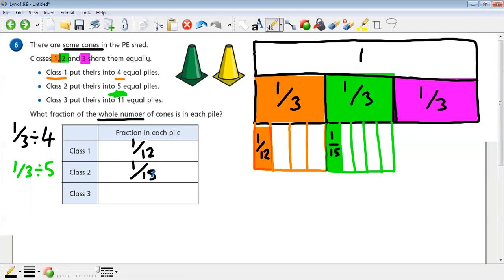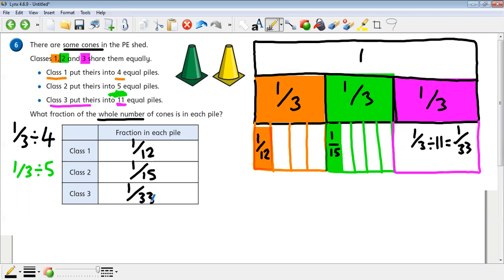And then at the very end, I'm not going to try and do this because it would be pretty confusing, because they've put theirs into 11 and there's no way I'm squeezing 11 in there. So what I'm going to do instead is take my third divided by 11, so I know each part would be worth 1/33. Hope that helped you. Good luck with the rest of it.